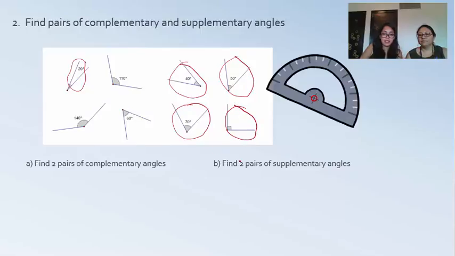It's 90 degrees. Now let's try to find two pairs of supplementary angles. As Yadira mentioned, supplementary is equal to 180. For instance, 110 degrees plus 70 would give you supplementary angles, which add up to 180. And just for extra practice, 140, this angle right here, plus 40 gives you 180.